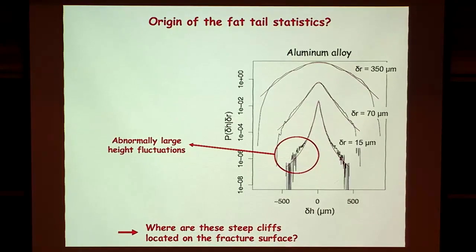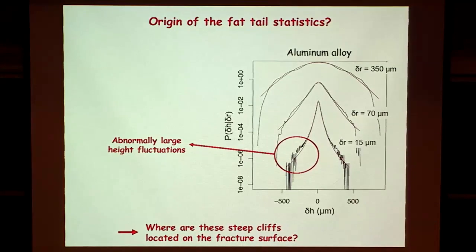And what is delta R? Delta R is a distance in the plane of the fracture surface that tells me I calculated the height difference between 2 points distant by delta R within the plane.